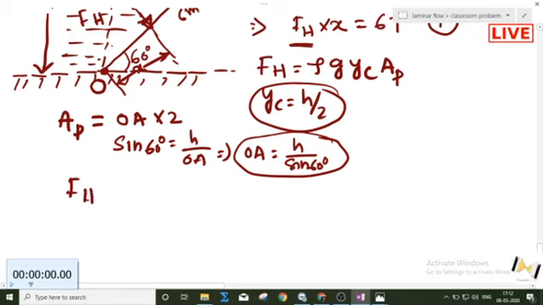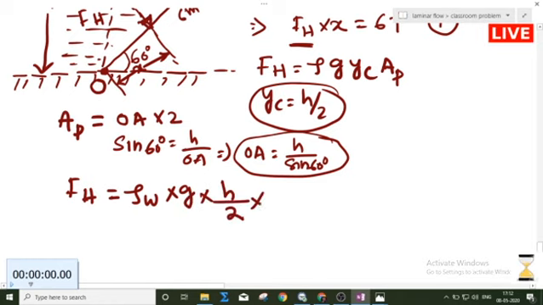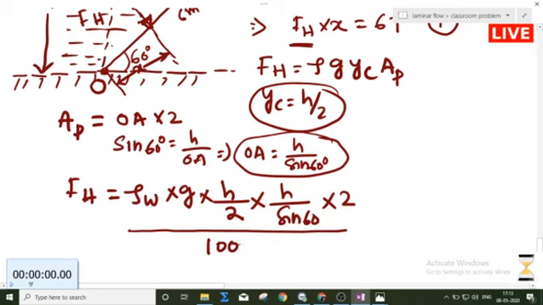So the hydrostatic force comes out to be density of water into g into yc equal to h by 2, into the area, which is OA into 2, so h by sine 60 into 2 meter. This is in Newton. To convert into kilonewton, we divide by 1000. So how much are we getting? We are getting 11.327 h squared. We got our hydrostatic force.